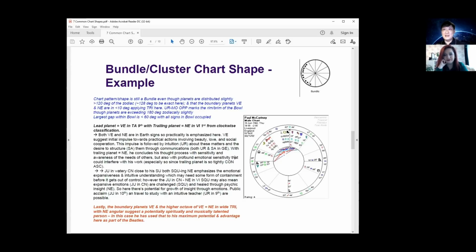On one hand, he can be very intuitive and imaginative. I think that's very important for writing music as a musician. But then, when something is squaring Neptune, there can be an overreaction to things, and it can be overwhelming psychically for the person.